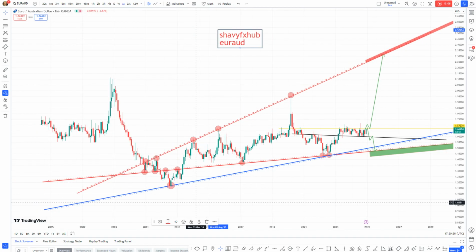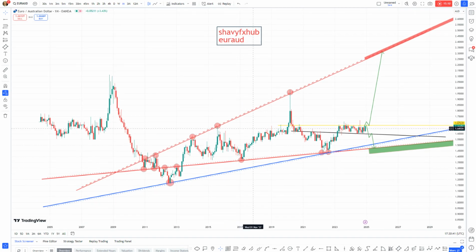And there are many factors. If commodity markets start to perform badly in 2025, there's a very strong probability that the Australian economy will begin to shrink because they are a commodity reliant economy. And this is what we see.